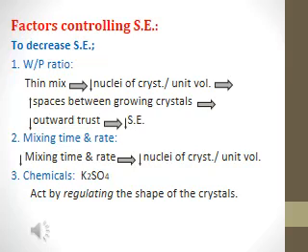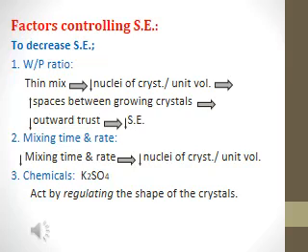Now you know that expansion of the gypsum products during setting is considered a source of error, so we have to control the setting expansion. In order to control the setting expansion, there are numerous factors. Three factors can control it. To decrease the setting expansion, you can change the water powder ratio, change the mixing time and rate, or add chemicals.